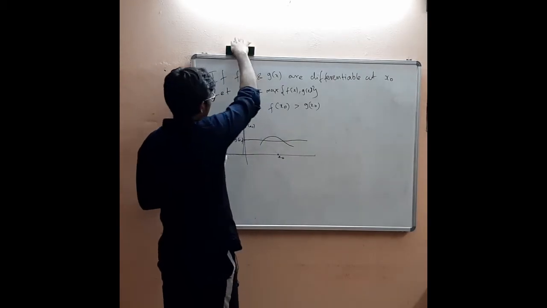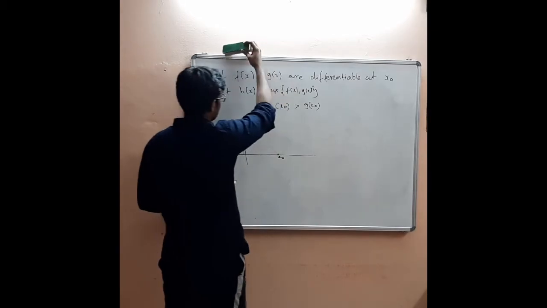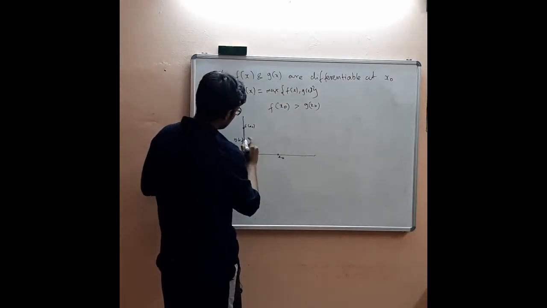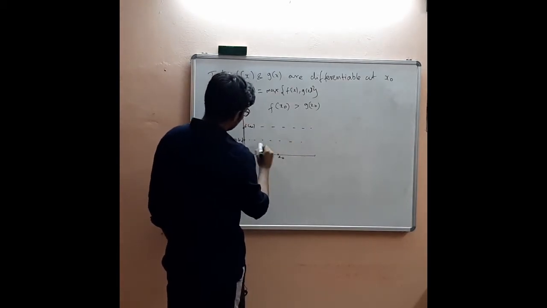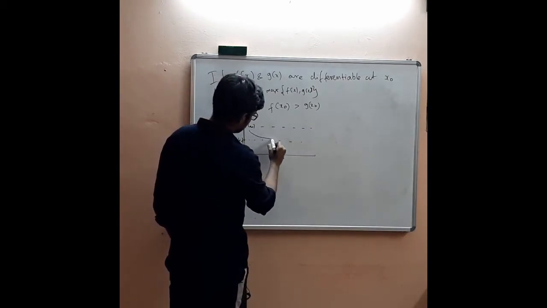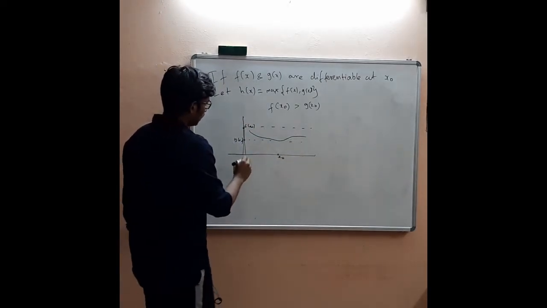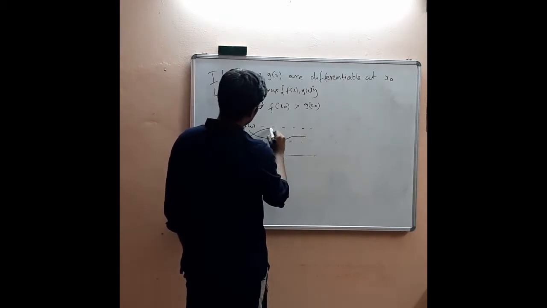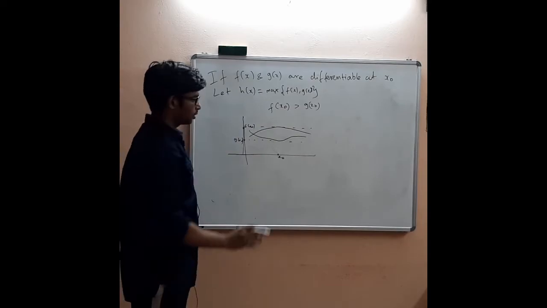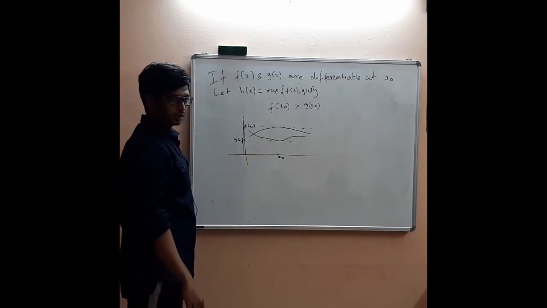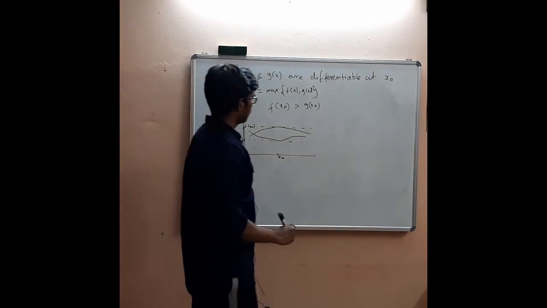G can be something like this. At x0 it is equal to g of x0. And f can be something like this. It can be anything. I'm just giving one visual interpretation.